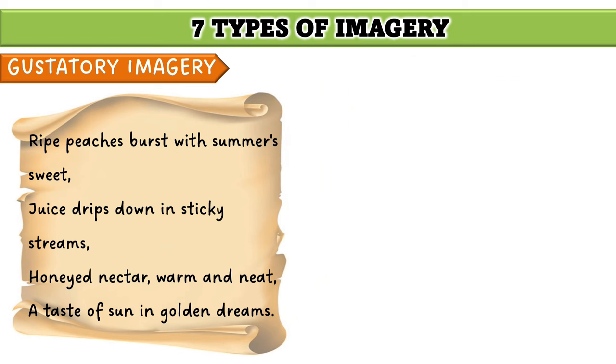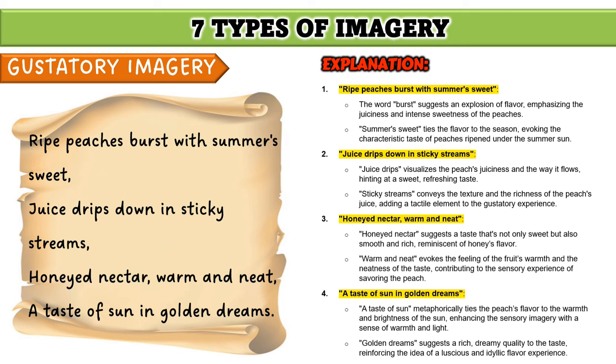This stanza uses gustatory imagery to evoke the sense of taste, creating a vivid experience of enjoying ripe peaches. Here's how each line contributes. Ripe peaches burst with summer sweet. The word burst suggests an explosion of flavor, emphasizing the juiciness and intense sweetness of the peaches. Summer sweet ties the flavor to the season, evoking the characteristic taste of peaches ripened under the summer sun.